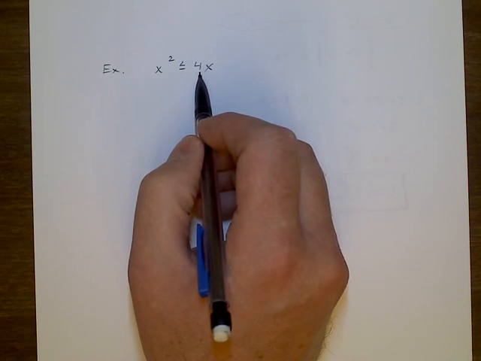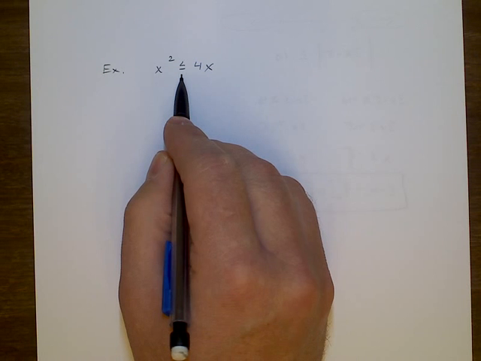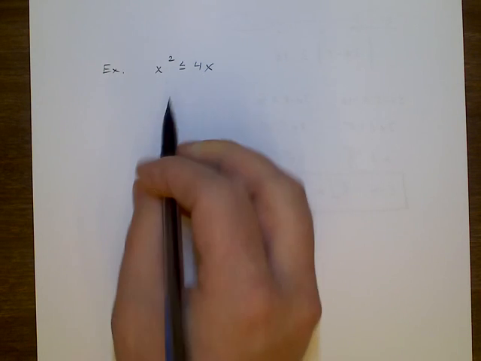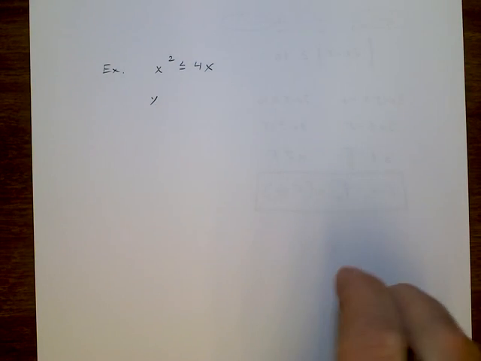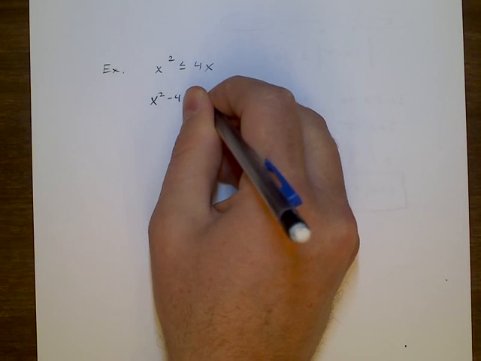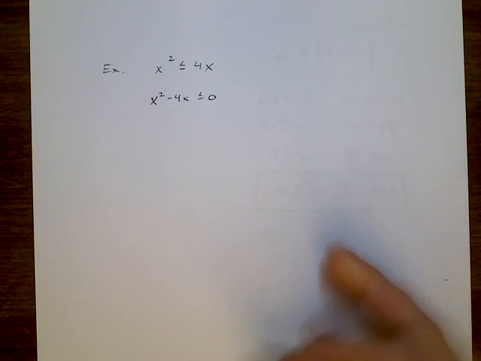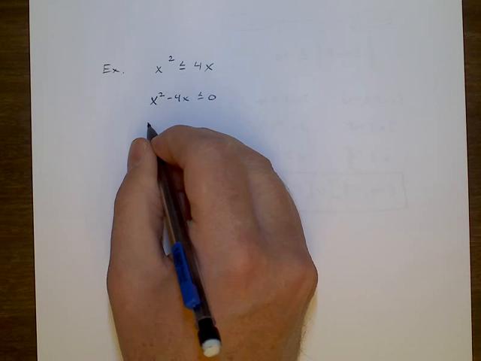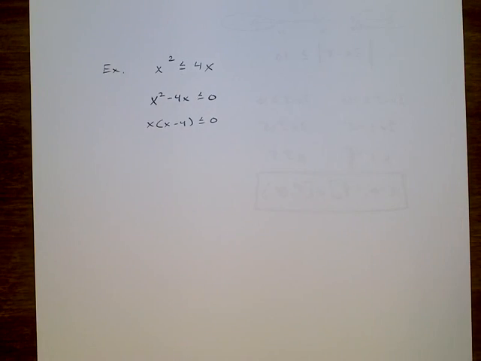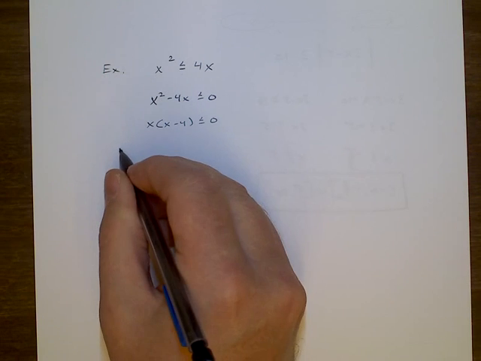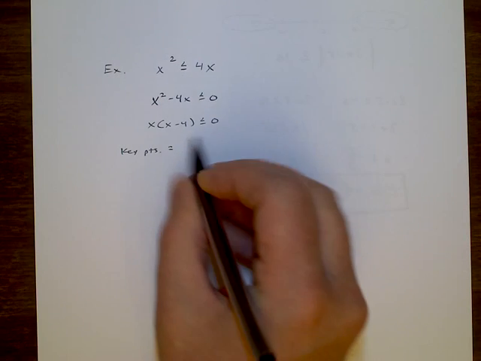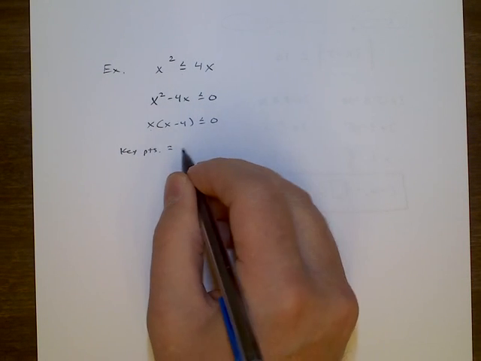So because it's an inequality, we need to think key points and testing regions. So I'm going to move the 4x over. We get x squared minus 4x is less than or equal to 0. And to find key points in this case, we can factor an x out. And so now we can see that our key points, and remember the key points are whatever make this equal to 0, are 0 and positive 4.